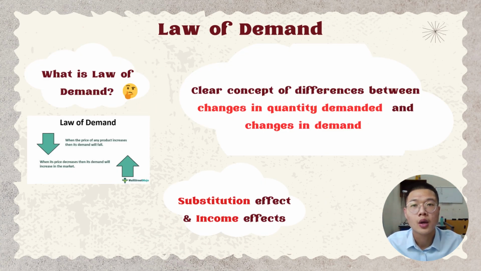Next is the law of demand. What is the law of demand? As we all know, when the price of a good increases, the quantity demanded will decrease. Otherwise, when the price of a good decreases, the quantity demanded will increase. The relationship is a negative relationship. Alfred Marshall had a clear concept of the difference between change in quantity demanded and change in demand. Change in quantity demanded is movement along the demand curve, while change in demand is a shift in the demand curve.